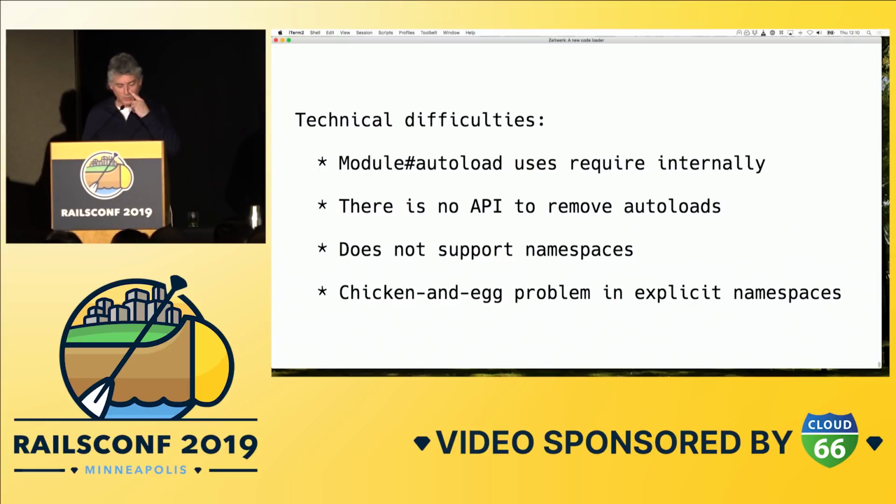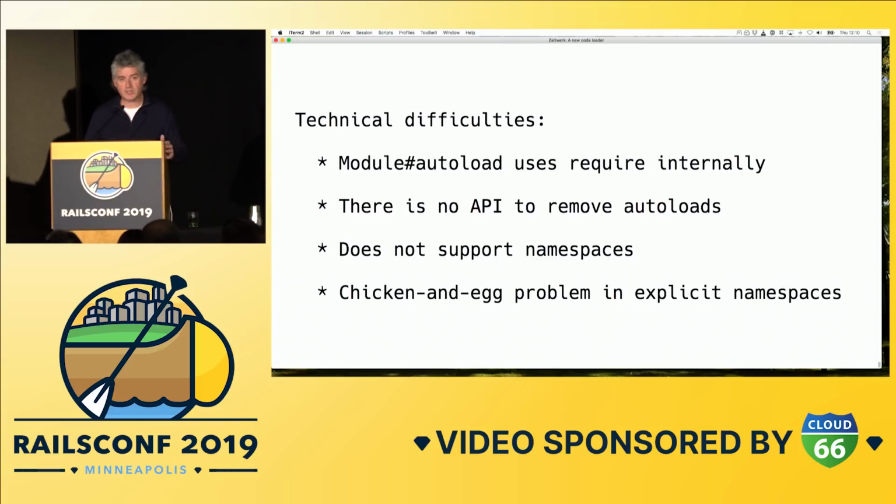Module autoload uses require internally. So this does not work well with reloading, because require is idempotent. That's the thing. So there is no API to remove autoloads, and if you are reloading and you had an autoload that had not been executed, to make things clean, you should remove that autoload. Otherwise, you could have unexpected loadings in the next request.